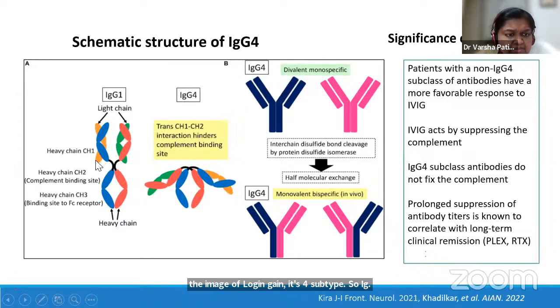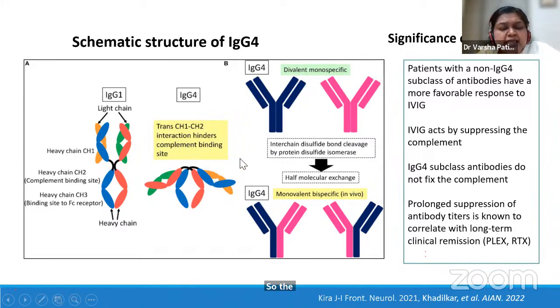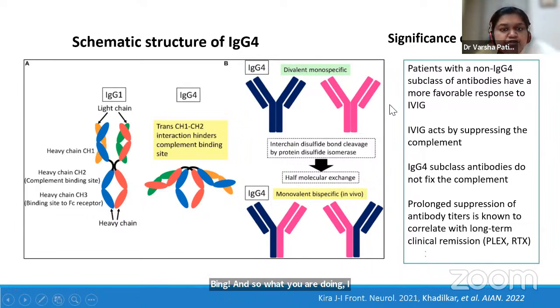Because this is the area where the complement binds. So the IgG4 is a little bent, so there is no place for hindrance for the complement binding. And so what your routine IVIG that you give usually goes and binds to the complement. So of course, it will not bind to your antibodies.